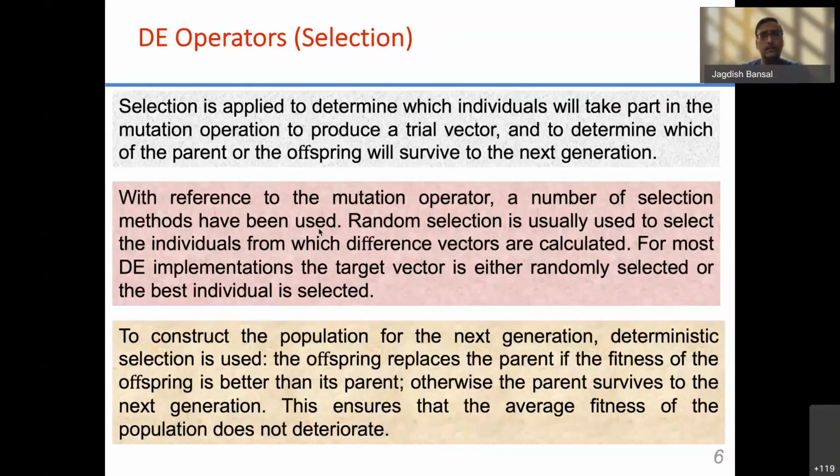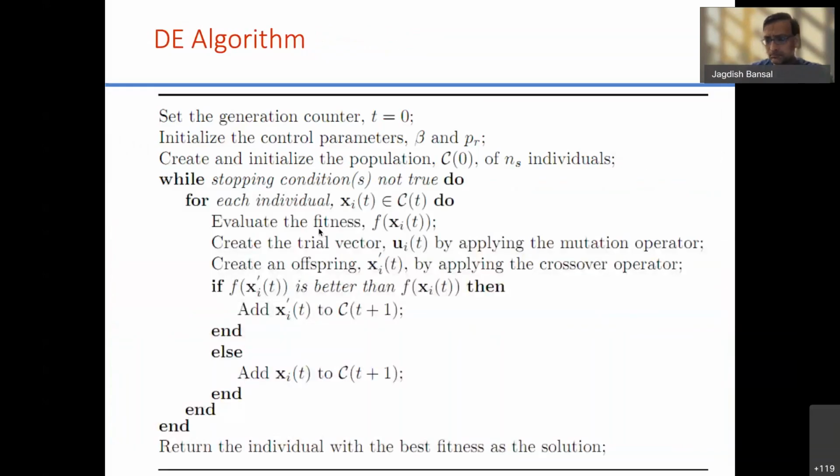This is the complete DE algorithm. There is nothing special in it. You have the control parameter. Here it is denoted by beta, but in my lecture I denoted it by F. So actually, instead of beta, this is F. F is the scale parameter, and the other is the probability of crossover. Only two parameters are there: probability of crossover and the scaling parameter.